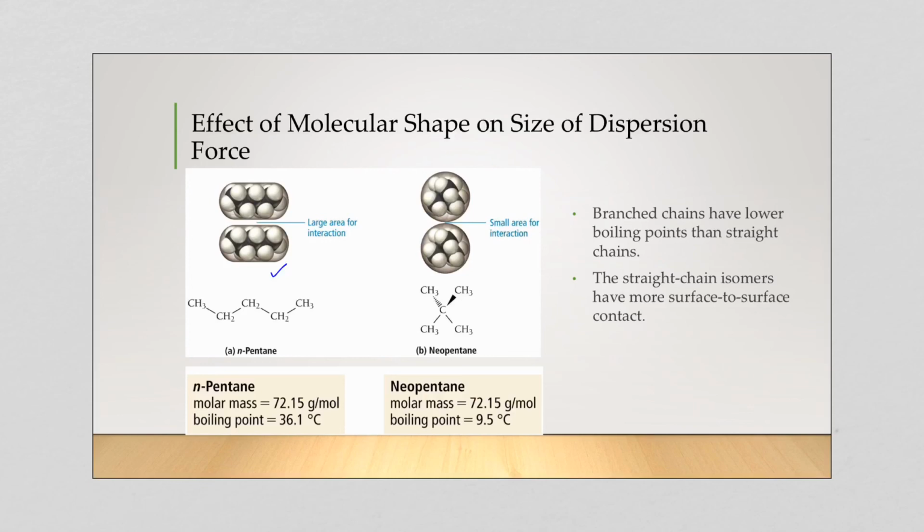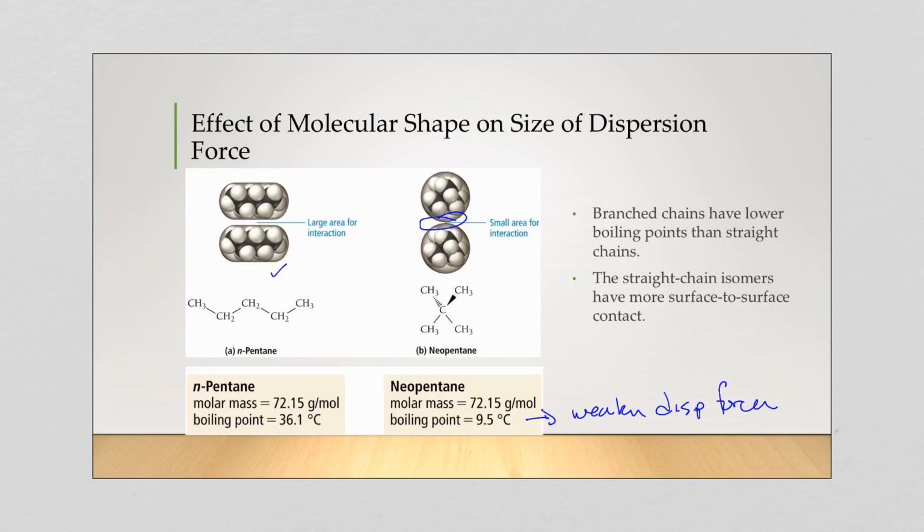And so these more spherical molecules have less area for interaction, so you'd expect weaker dispersion forces and a lower boiling point. And that's exactly what we see. While these molecules are identical in terms of their molar mass and the atoms involved, we see a much lower boiling point when we get neopentane. And of course, this lower boiling point means weaker dispersion forces.